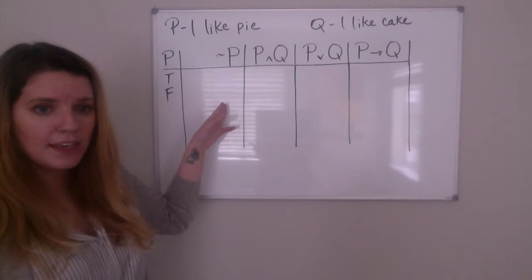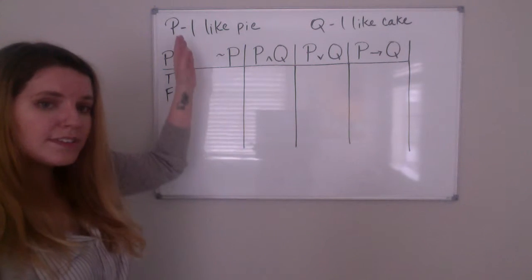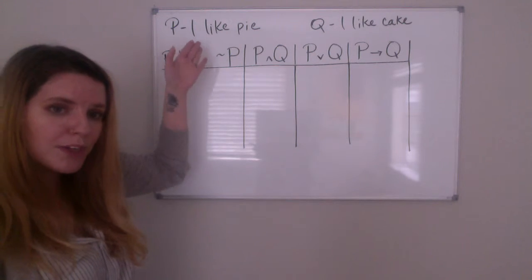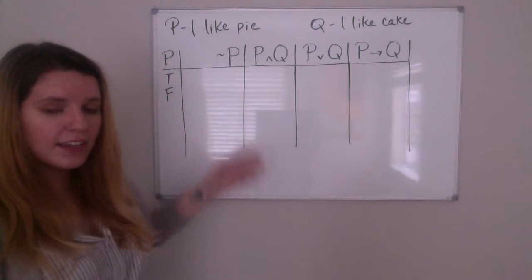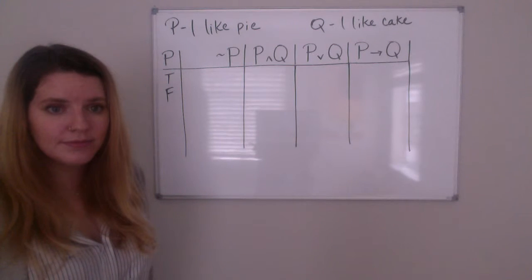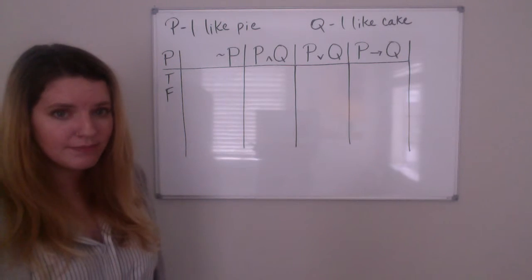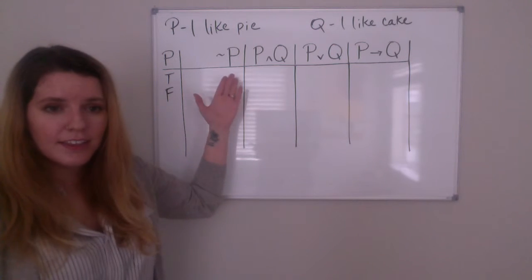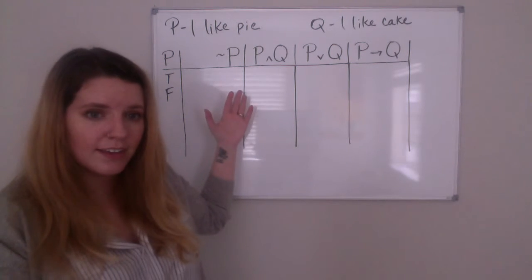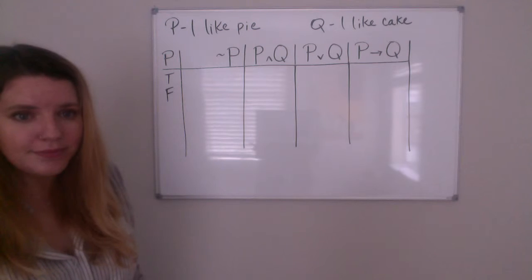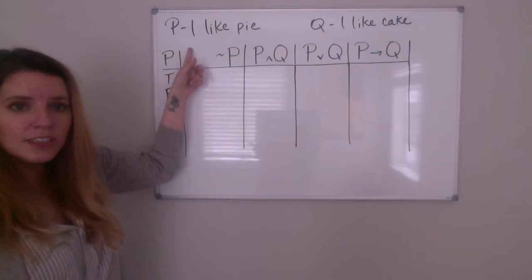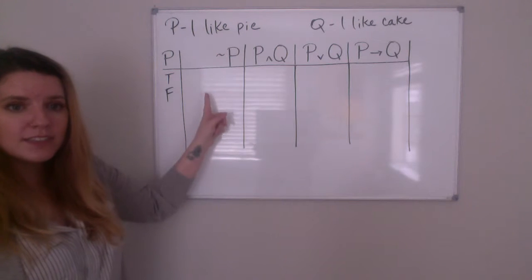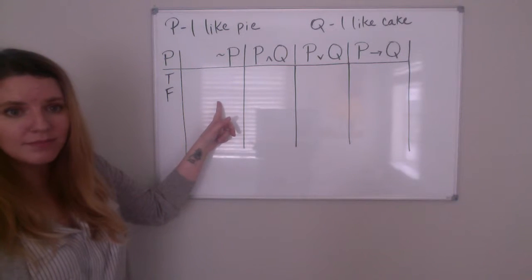So read this as not P. What would we read this as if we're substituting in, or replacing our whole claim with the content for P? It would be I don't like pi. So we're saying, what are the conditions under which I don't like pi is true or false? All right, what if P is true? If it's true that I like pi, then is it true or false that I don't like pi?